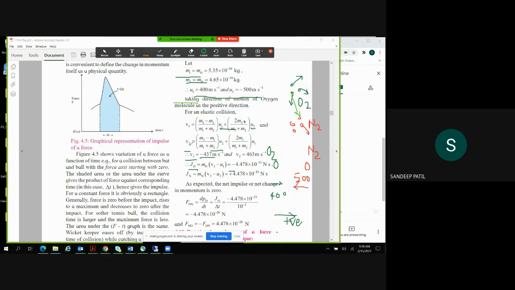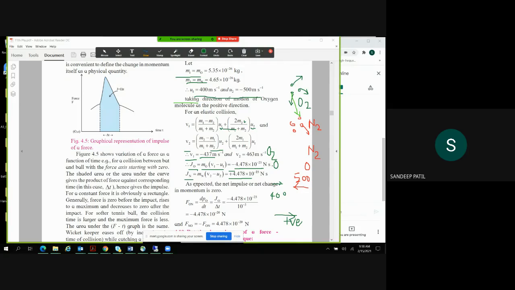So the impulse on oxygen is M_O into (V1 minus U1), that is minus 4.478 into 10 raised to minus 23 Newton second. Similarly, the impulse on the nitrogen molecule is nothing but final velocity minus initial velocity into mass. We know mass into change in velocity is nothing but change in momentum. So that is around plus 4.478 into 10 raised to minus 23. So we can see that the momentum change on oxygen is negative and on nitrogen is positive. This is due to direction only.